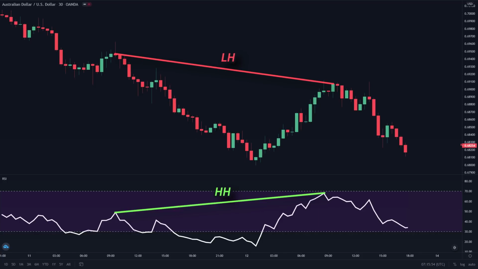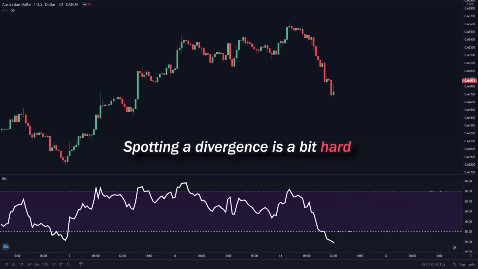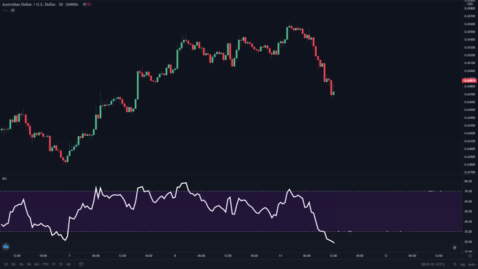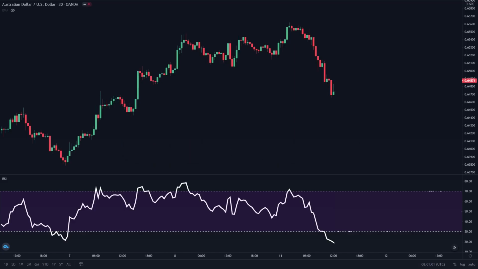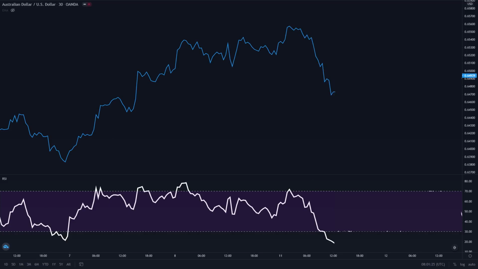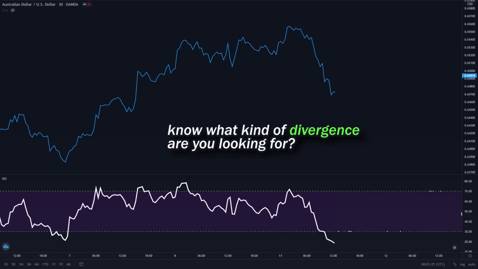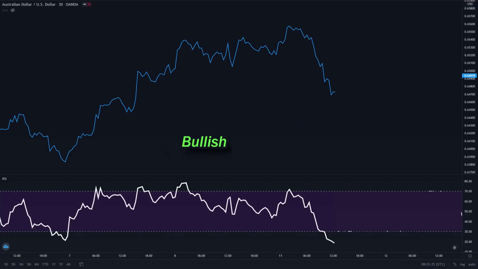Now, of course, what I just showed you are just ideal examples. When you're trading real time, spotting these divergences may be a bit hard. So that is why I'm going to show you a simple trick that you can use to identify these hidden divergences in real time. But first, to make the price easier to look at, you want to switch your chart to a line chart. So the first step is you want to know what kind of divergence you are looking for. Are you looking for a bullish hidden divergence or a bearish one?